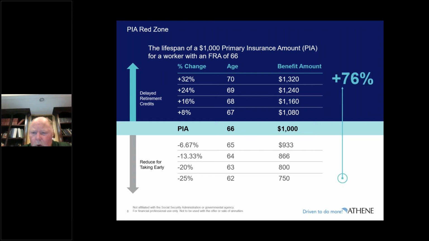So over here, I have what I call the lifespan of a primary insurance amount, a PIA. As I think you all know, your primary insurance amount is your retirement income benefit at full retirement age, or if you want to speak Social Security, your PIA is your RIB at FRA. And ultimately, the full retirement age is a moving target. But for the purposes of our conversation, we'll assume everybody's full retirement age is 66, which means they were born in 1954 or prior.